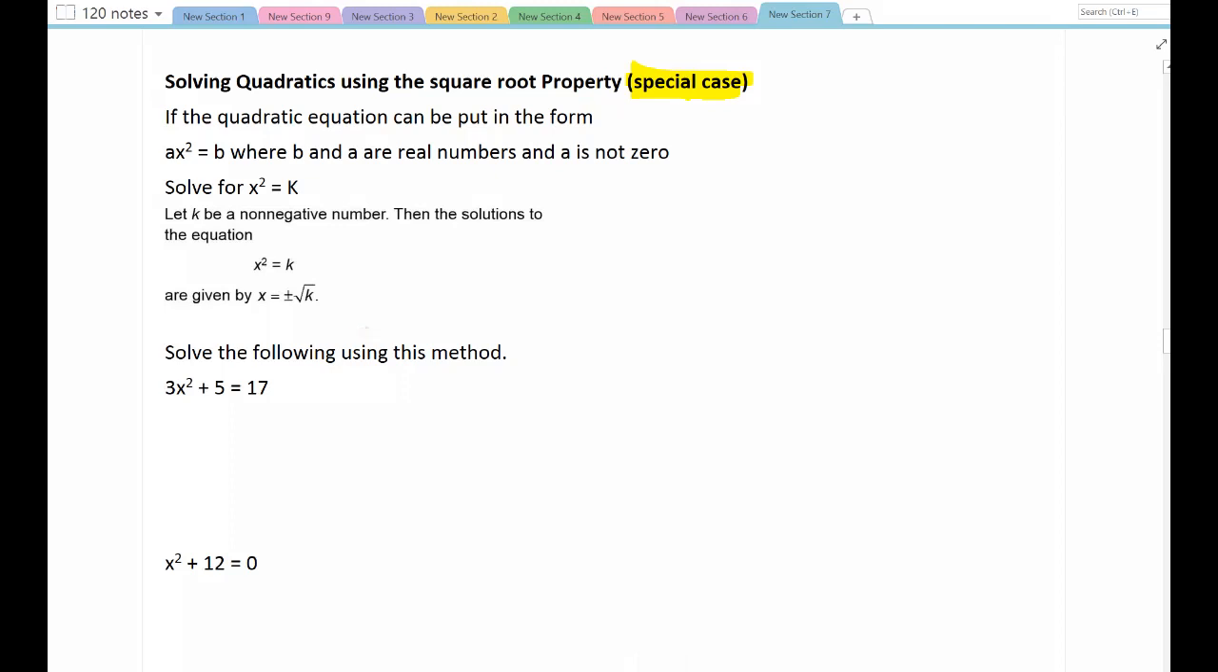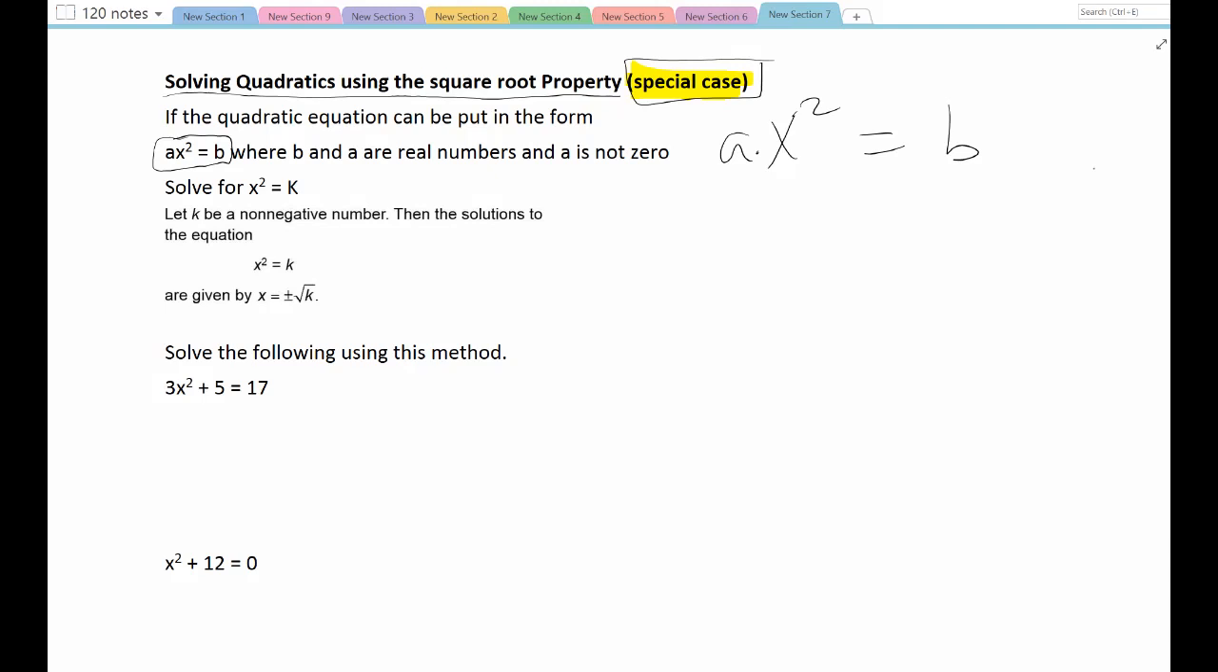The square root property. So, solving quadratics using the square root property. This is a special case, meaning it doesn't work all the time. It only works in a special circumstance, and that circumstance is if I can write an expression in this form, where I've got some number times a square term set equal to another number. And this time it's not equal to 0, although it could be, but most of the time it's equal to a number.